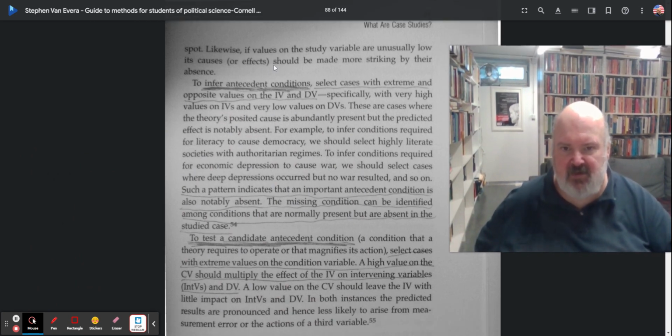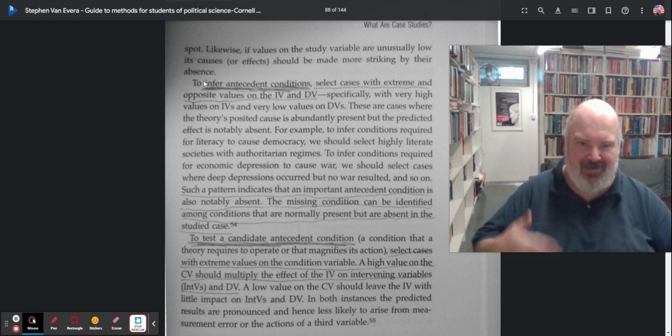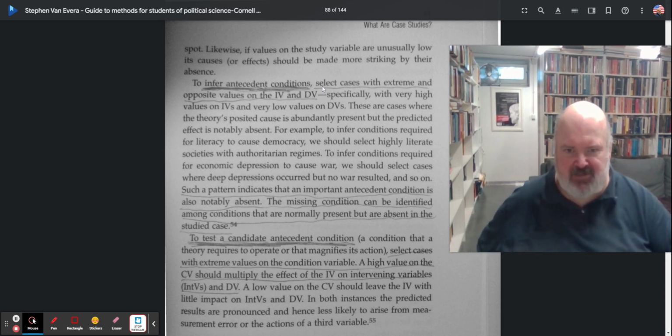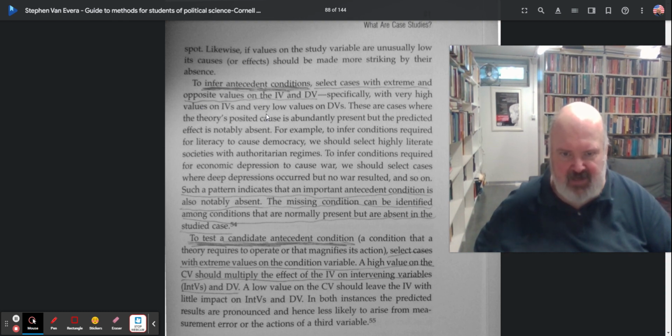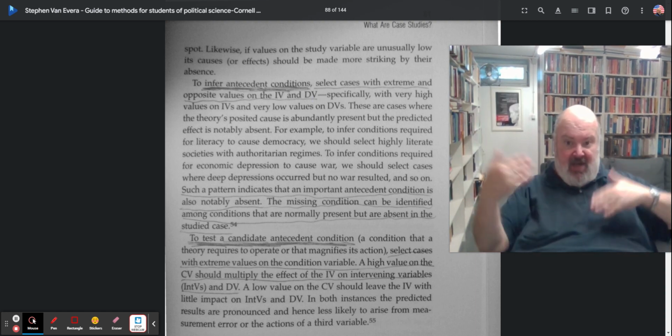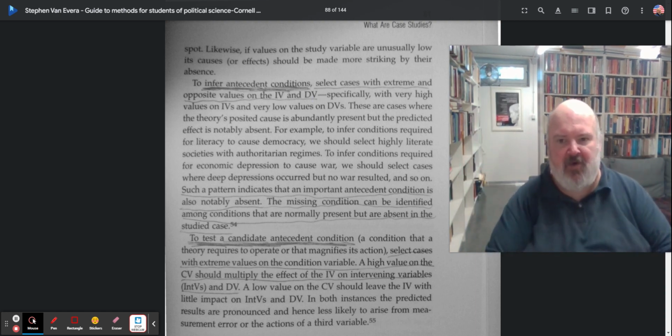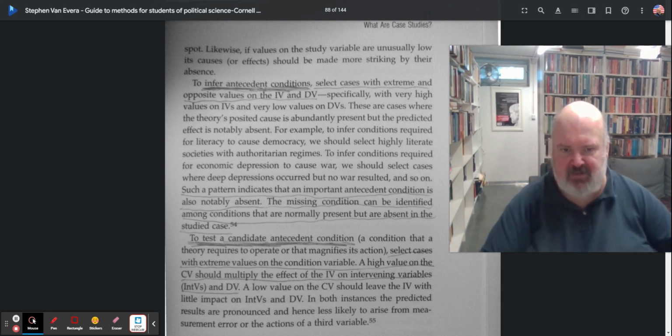Likewise, if the values on the study variable are unusually low, its causes or effects should be made more strikingly visible by their absence, right? In other words, to infer antecedent conditions, select cases with extreme and opposite values on the independent and dependent variables: very high values on the independent variable and very low values on the dependent variable.